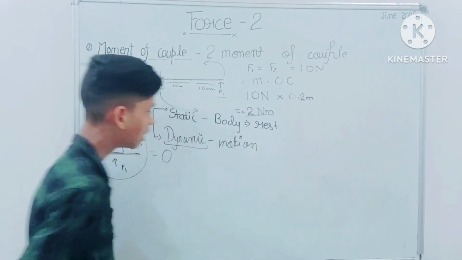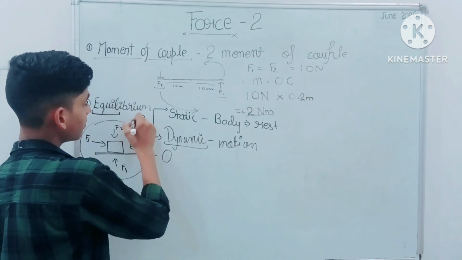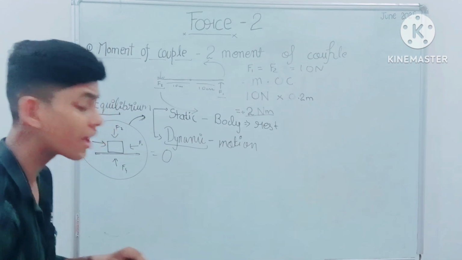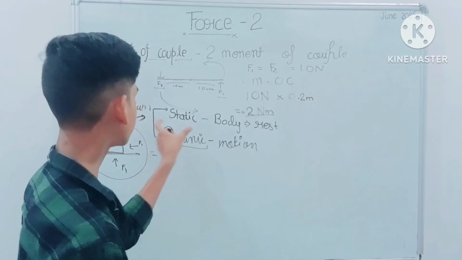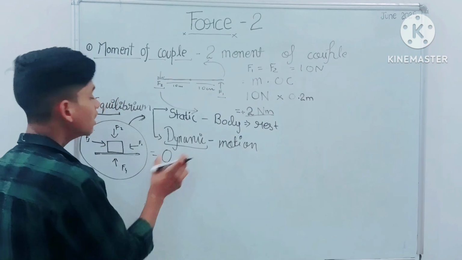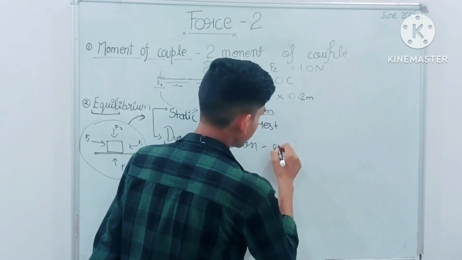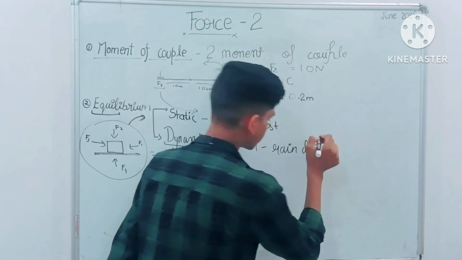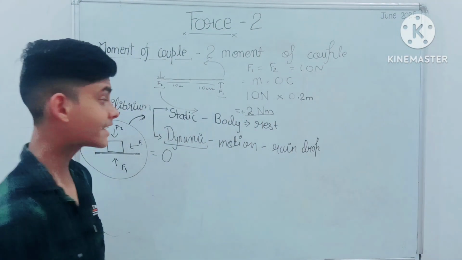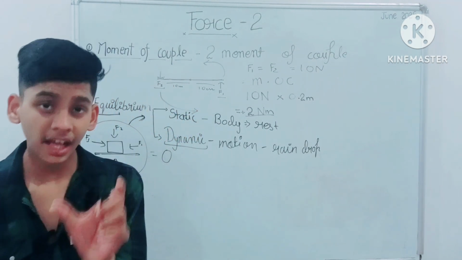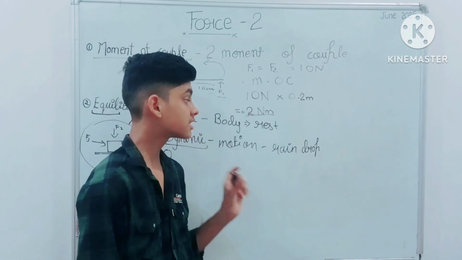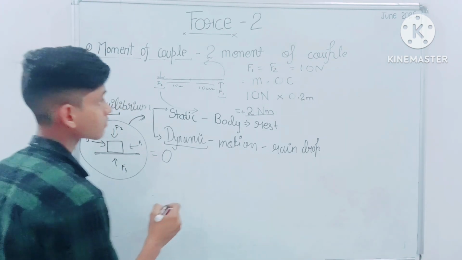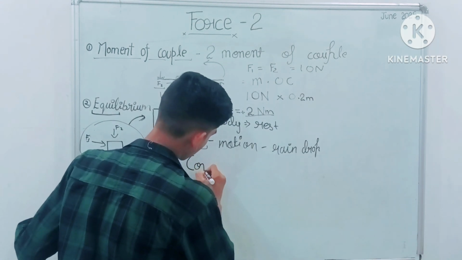Let's take one example. In static, this is the example. Anything which is lying on a table or anything which is at rest is in static equilibrium most of the time. In dynamic, it's the raindrop. All the forces acting on the raindrop, the algebraic sum of all the forces, is 0. Now let's move to the conditions of equilibrium.